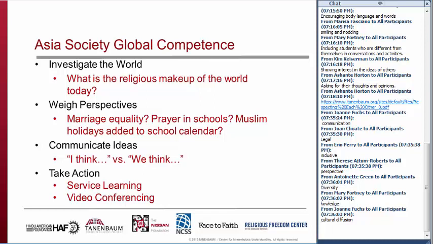These are the kinds of questions that can support both the development of the skill set, but also adding to their own knowledge around what is the state of religious diversity today. In terms of weighing perspectives, there's so many different things that are happening right now. The decisions that are being made: marriage equality, prayer in schools, Muslim holidays added to school calendars.